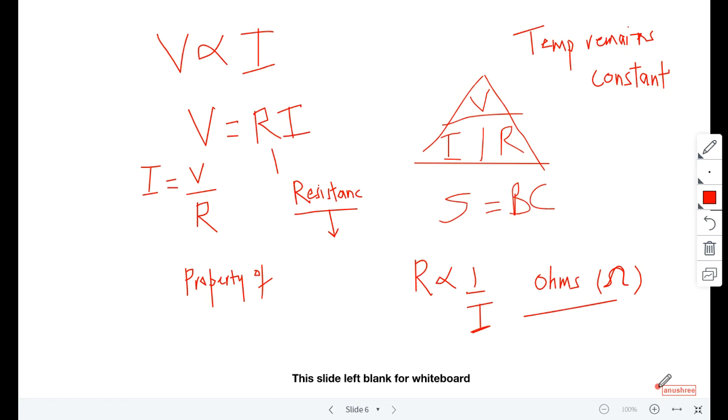Yes, so I was giving you one question to solve. It's given that the potential difference is 200 volts when 100 coulomb of charge flows in 20 seconds. Calculate the resistance.